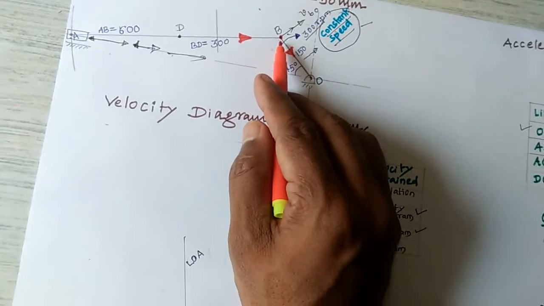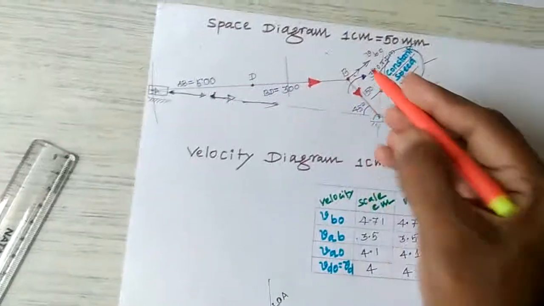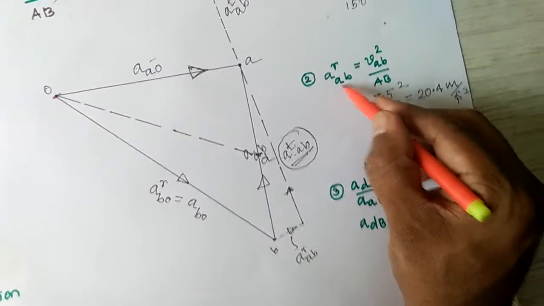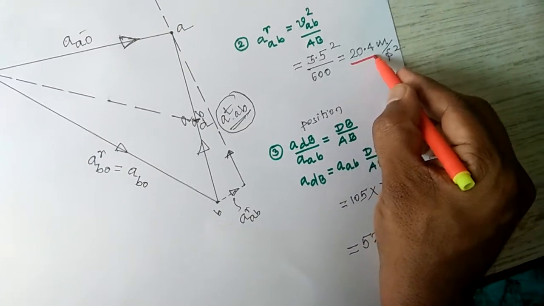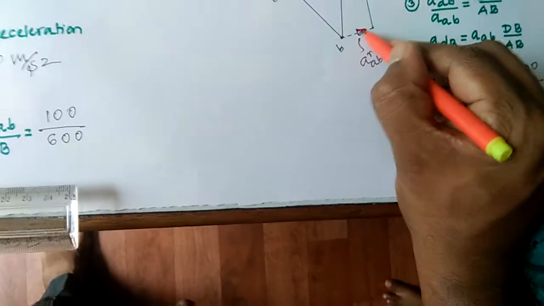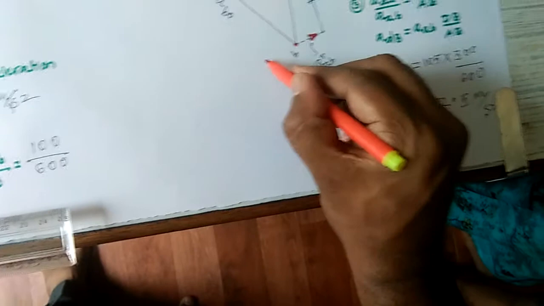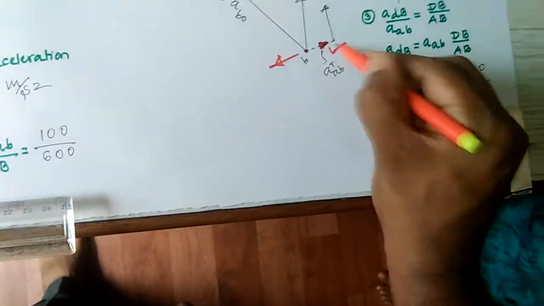Then look at link AB. AB also has a radial and a tangential. We can find the radial using the equation A radial equals omega square times AB, and you get the radial as 20.4. But the important thing is how to take the direction. With respect to B, you have to take this way, the right hand side. We cannot go this way, we have to go this way only. Clear?